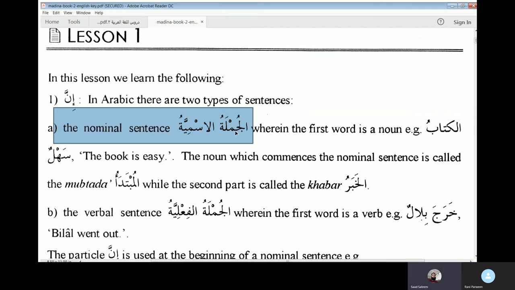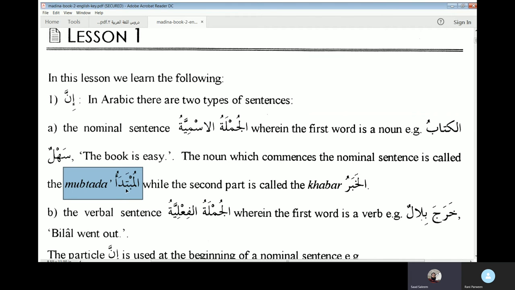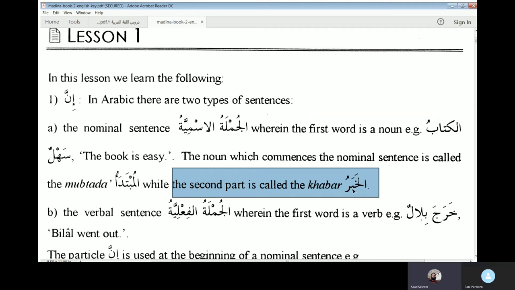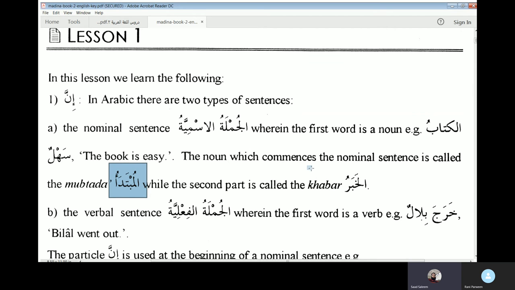What is jumla ismiya? Tell me in simple words. Nominal sentence. Any sentence which starts with a noun is called jumla ismiya, nominal sentence. The noun which starts this jumla ismiya is called mubtada. Mubtada means subject. The rest part of the sentence is called predicate, which in Arabic is called khabar. In Arabic, subject is called mubtada, and a sentence which starts with a noun is called jumla ismiya.